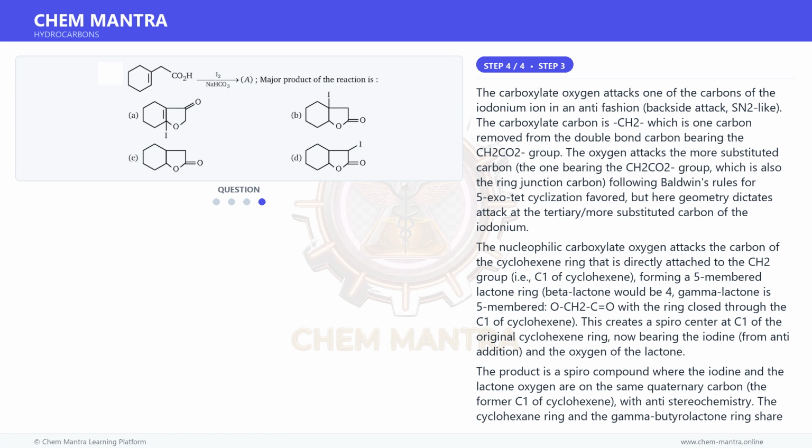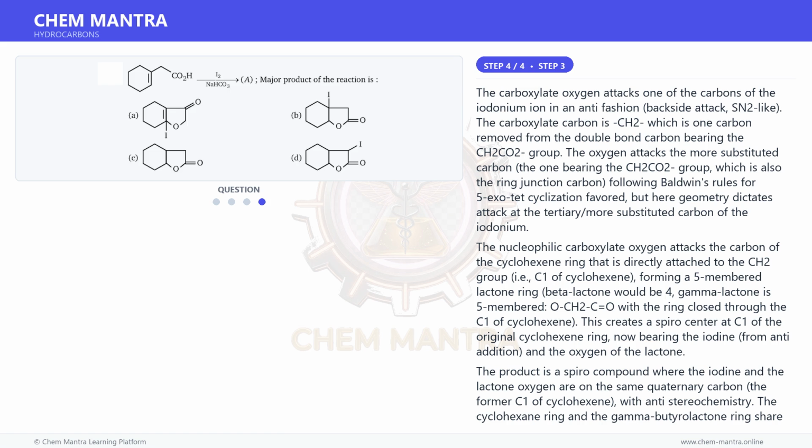cyclohexene. This creates a spirocenter at C1 of the original cyclohexene ring, now bearing the iodine from anti-addition and the oxygen of the lactone. The product is a spiro compound where the iodine and the lactone oxygen are on the same quaternary carbon, the former C1 of cyclohexene, with anti-stereochemistry. The cyclohexane ring and the gamma-butyrolactone ring share this spirocarbon, and iodine is on that spirocarbon.